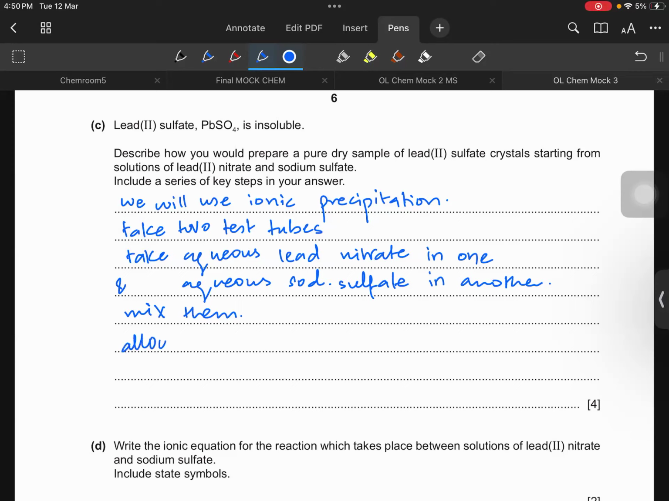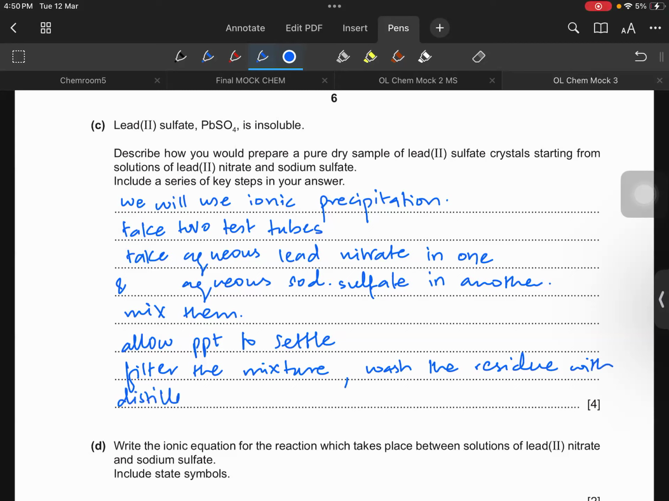Allow precipitates to settle, filter the mixture. फिल्टर द मिक्सचर के बाद रेजिड्यू कलेक्ट करेंगे या फिल्ट्रेट? रेजिड्यू. वॉश द रेजिड्यू with distilled water, and dry with folds of filter paper. ओवन में रखेंगे? फिर आप ड्राई करने के लिए क्या यूज करते हो? मैं तो हमेशा कहता हूँ ड्राई यूजिंग क्लीन फोल्ड्स ऑफ फिल्टर पेपर या क्लीन फिल्टर पेपर.